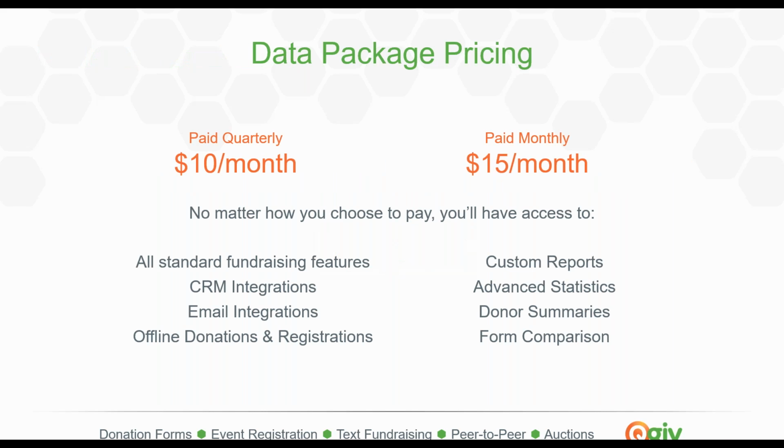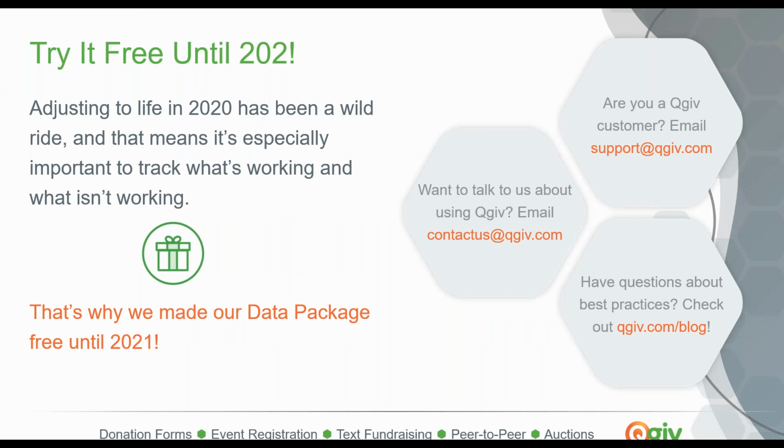I've included some other inclusion or other tools here. And this is the cost of that. If you pay quarterly, it's $10 a month, billed once, so it'd be $30 a quarter, or you can pay it monthly. But I have great news because, oh, look, I'm missing a one. You can try this free until 2021.